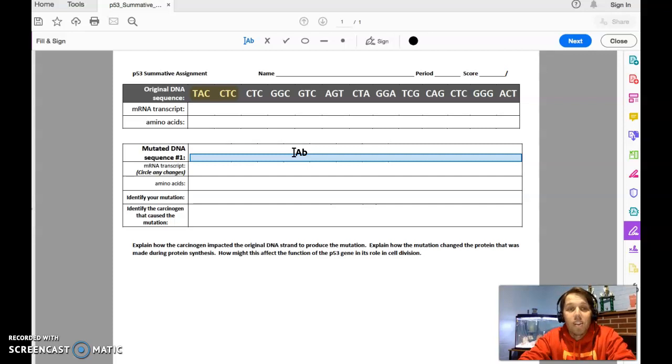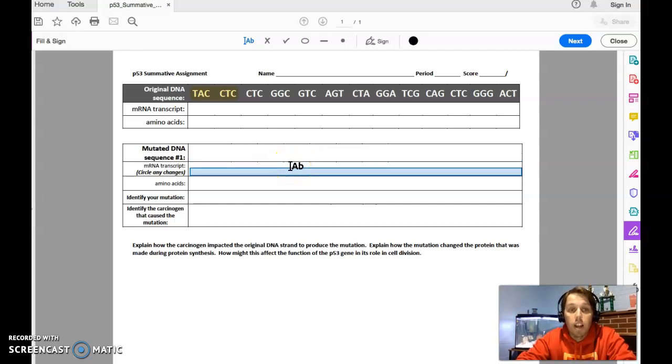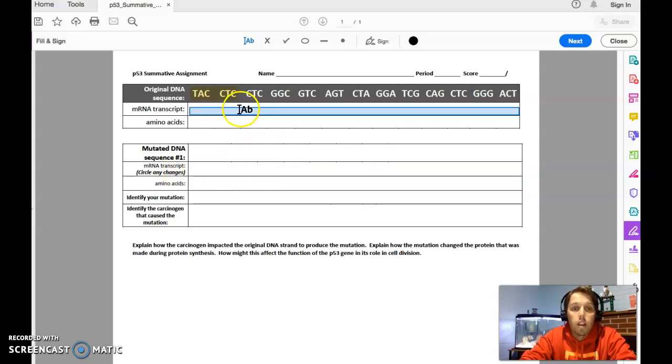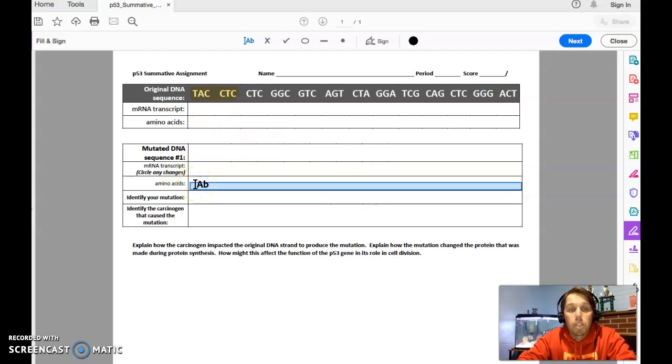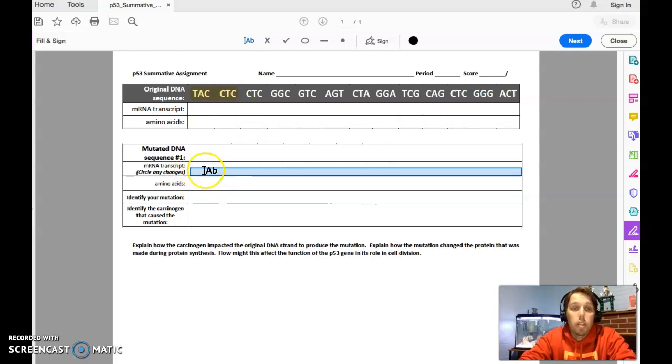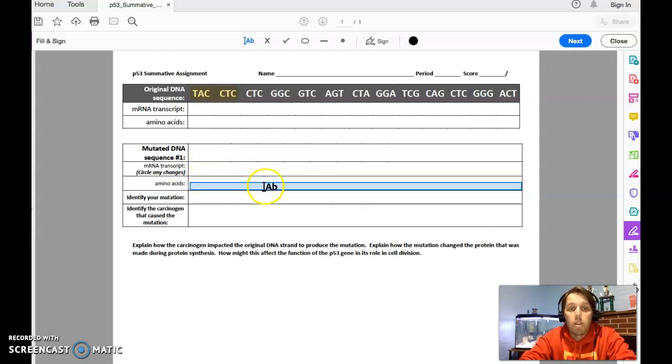Once you're done with that, then you're going to do the same 2 steps you did up above. You're going to transcribe your DNA into mRNA, and then you can see here you will circle the mutation, circle the new part of mRNA, the spot where it's different here than here. Then you're going to bust your wheel back out and take each of these codons, 3 mRNA letters at a time, turn it into amino acid listed here.